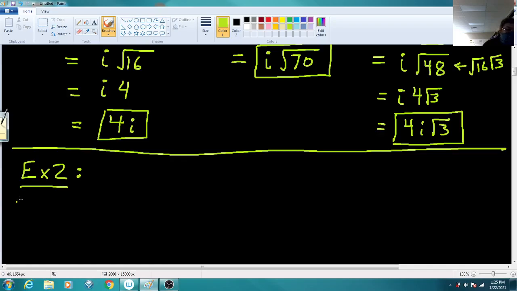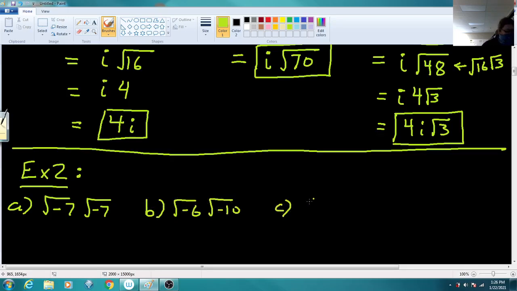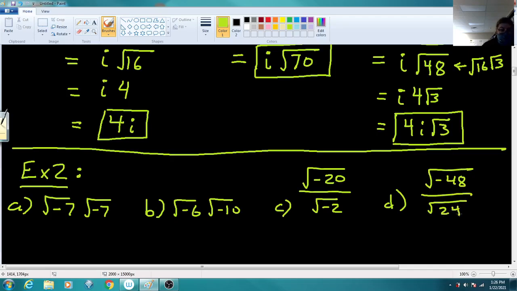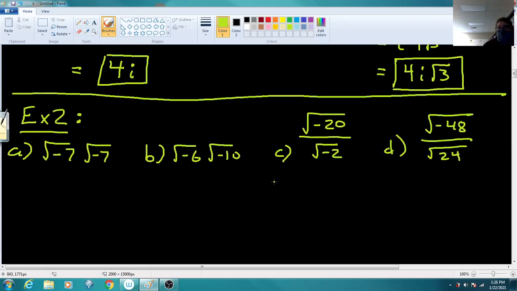We did parts. Part A wants us to go through and take the square root of -7 times the square root of -7. Part B wants us to find the square root of -6 times the square root of -10. Part C says, what about the square root of -20 all over the square root of -2? And part D says the square root of -48 all over the square root of 24. It wants us to just simplify each one of these down. And then we'll pause on this video here, and I'll post that up there, and then I'll record the second part of it probably Monday afternoon.